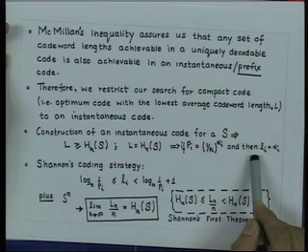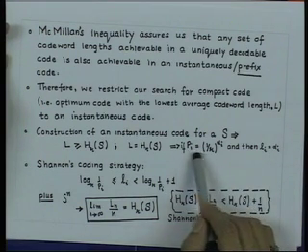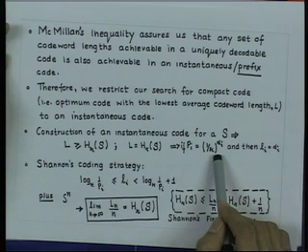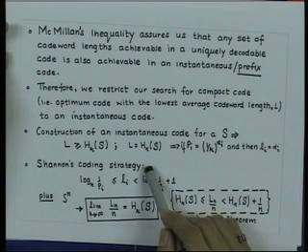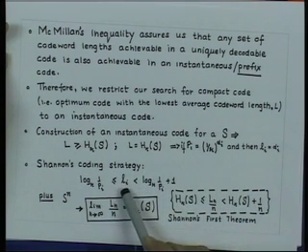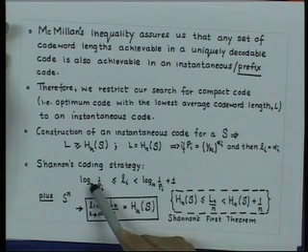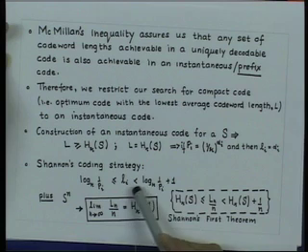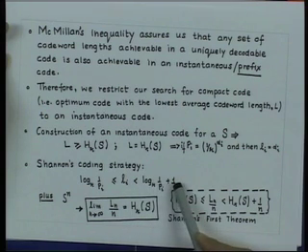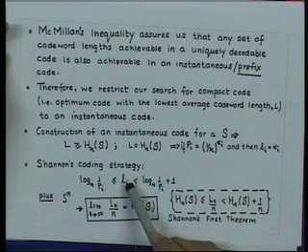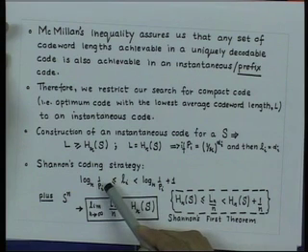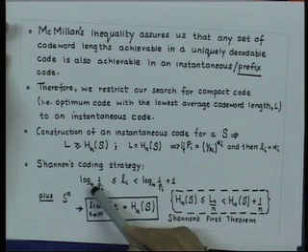Now for a very general case where this condition is not satisfied for all i's, we said that we could use Shannon's coding strategy. Shannon's coding strategy says that I can choose my Li to satisfy log of 1 by Pi less than or equal to Li less than log of 1 by Pi plus 1. What it means is that we choose Li which is the first integer greater than log to the base r of 1 by Pi.